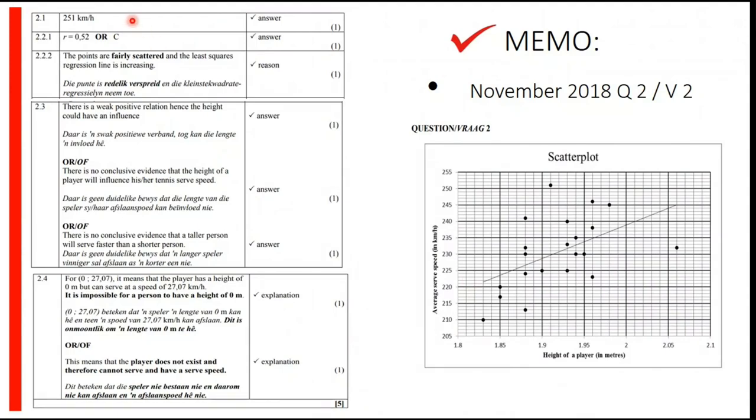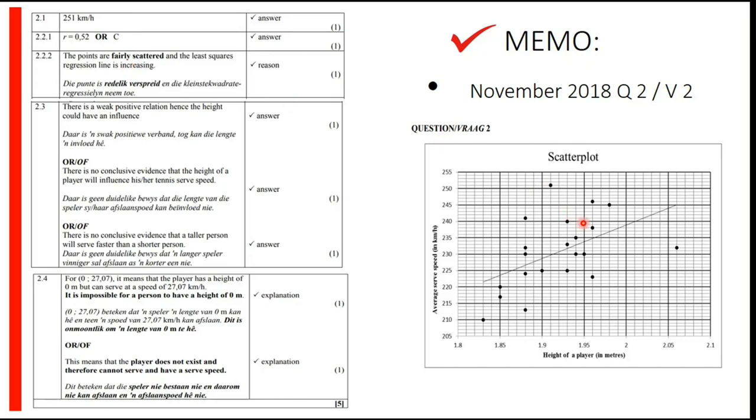So they were at the speed, and of course it couldn't have been the one that's close to one, so it must be that one. And then you must give a reason. Well, they're fairly scattered, you know, they're not totally scattered, but they're fairly scattered, so something like that. And I would have said there's no conclusive evidence.